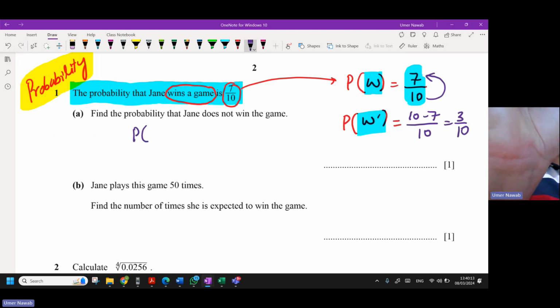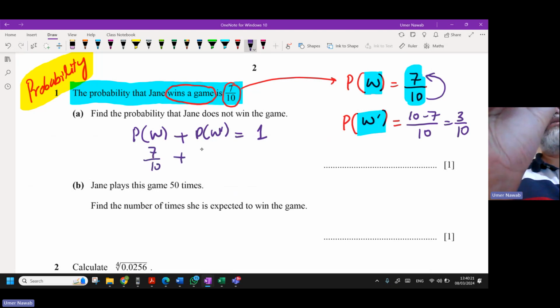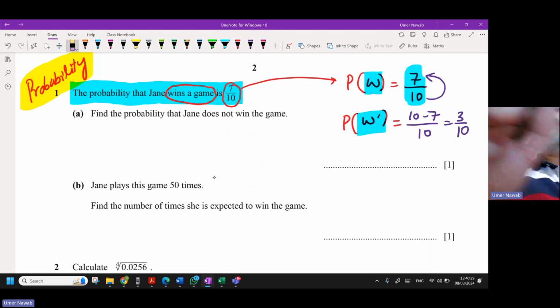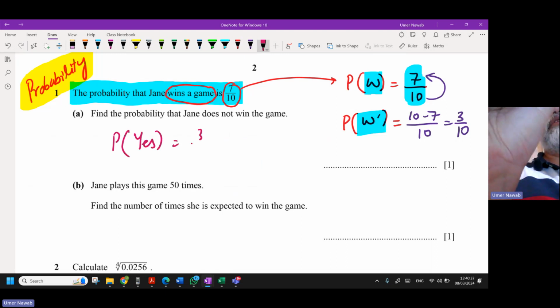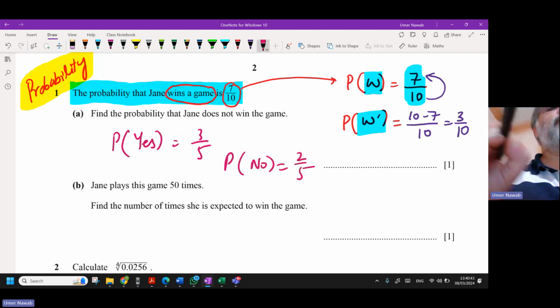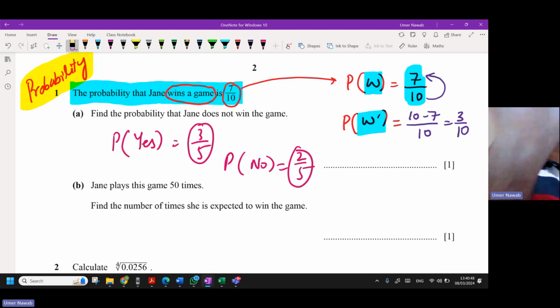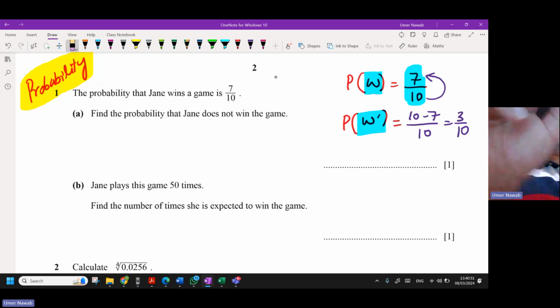The beautiful thing is that the probability of winning plus the probability of not winning is always equal to 1. Why? Because 7 over 10 plus 3 over 10 is 10 over 10, which equals 1. So the total probability is always equal to 1. If he asks, for example, the probability of yes is 3 over 5, what is the probability of no? Obviously you will say, Mr. Omar, 5 minus 3, which is 2 over 5, because 3 over 5 plus 2 over 5 equals 1. Anyway, let's finish this question quickly.